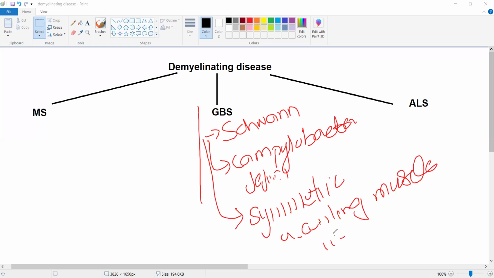Right? It's basically endoneural. Sometimes they ask that GBS is an endoneural inflammation with segmental demyelination. So this is again a high yield point. What kind of demyelination? Segmental demyelination.